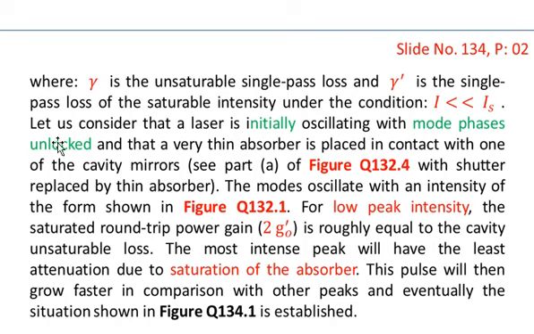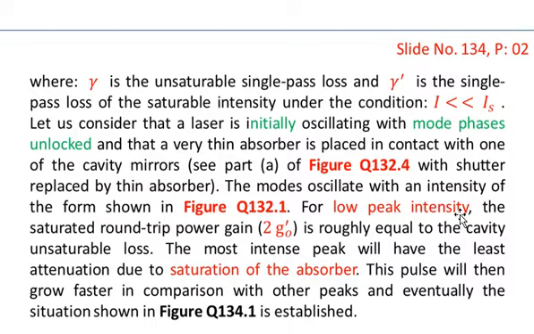So here this is what we have said. Let us consider a laser that is initially oscillating with the mode phases unlocked, and the figure I have shown you in appendix 1, and that a very thin absorber is placed in contact with one of the cavity mirrors. This is also what I have shown you in appendix number 2. The modes oscillate with an intensity of the form shown in figure 132.1. This is the figure that I have shown you in appendix number 1.